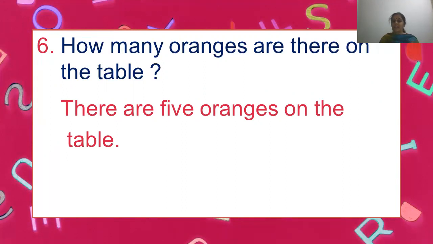Clear, children? The next one, the 7th one, is similar to this. So that is homework for you. You all are going to do it. I'll go to the 8th one. Okay.